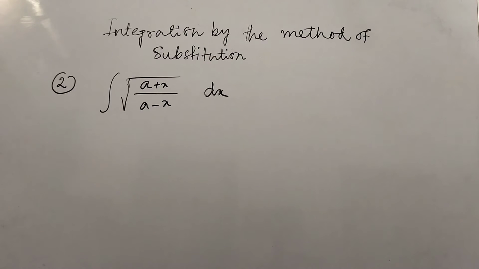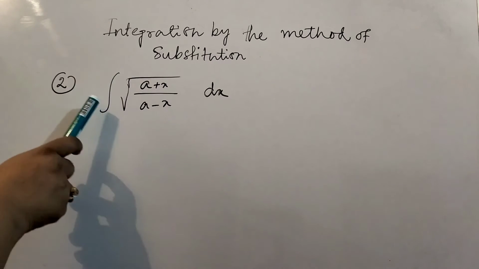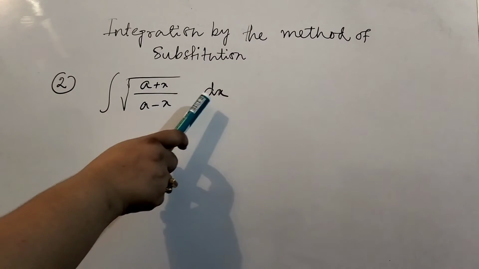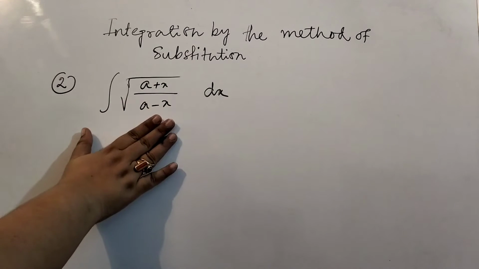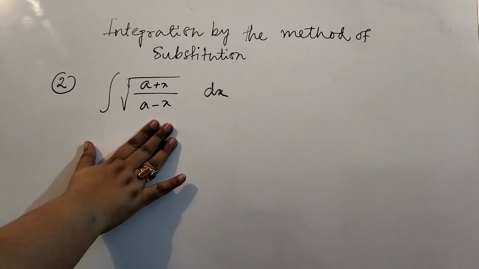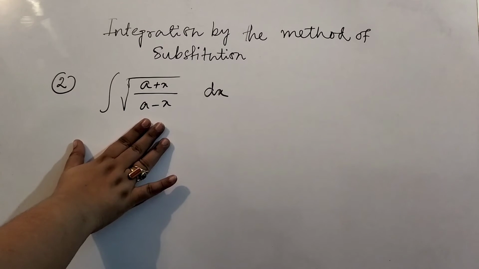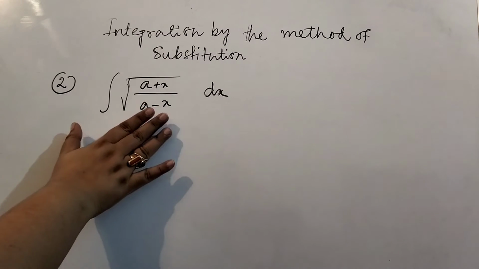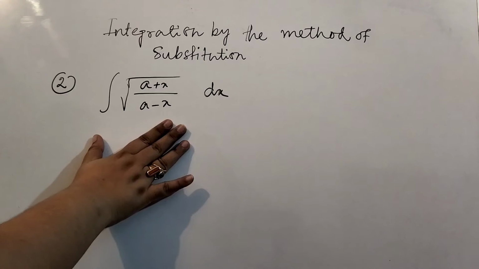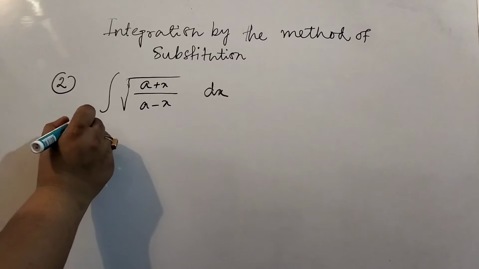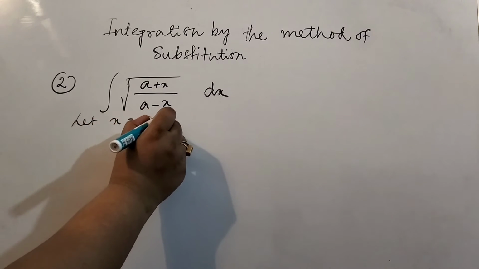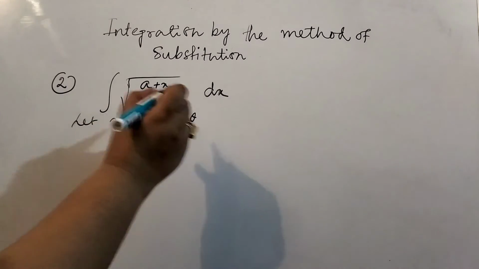Now I have taken another very important problem, integration of root over (a plus x by a minus x) dx. So here we have to solve this problem by the method of substitution, and this expression will be solved by a very simple substitution, that is x equals a cos 2 theta. So let's see how this substitution helps us. Let x equal a cos 2 theta, right?